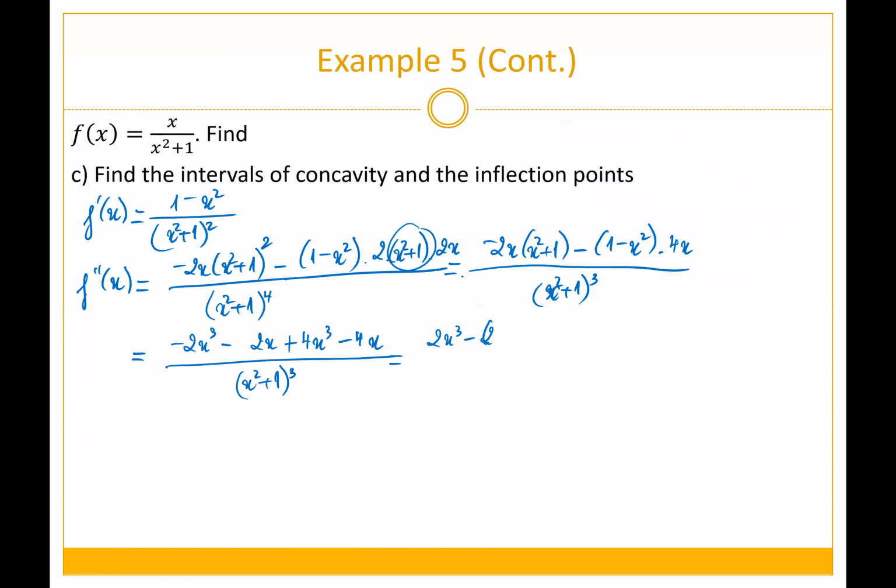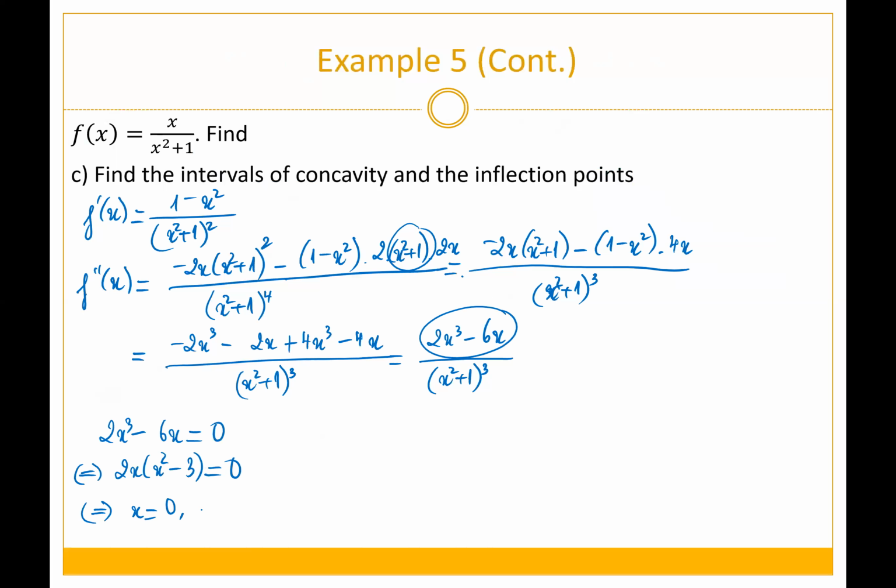Now we just need to find where it changes from positive to negative, or negative to positive. Again, you don't need to care about the denominator because it's always positive. So you just solve 2x cubed minus 6x equal to 0. When you solve this, you get x squared minus 3, which gives us x equal to 0, plus or minus square root of 3.